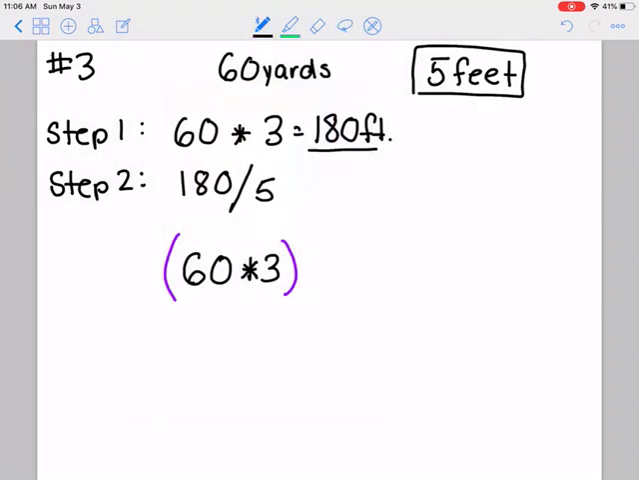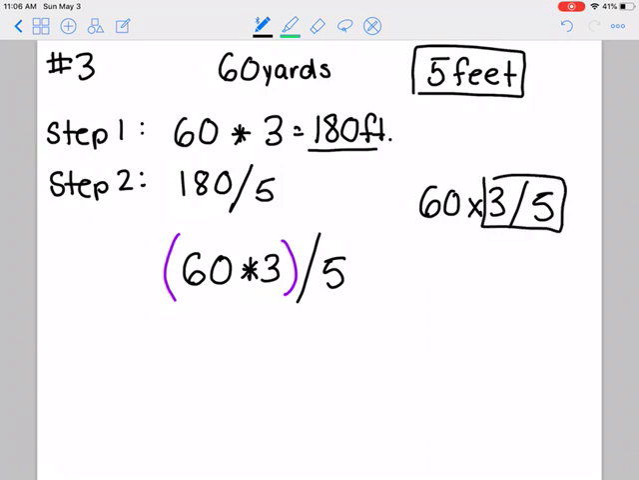So that's first, so I need to put in my parentheses, divided by 5. If you do 60 times 3 divided by 5 without doing the parentheses, you don't know, am I supposed to do 3 divided by 5 first, or am I supposed to do 60 times 3 first? The parentheses let the person doing the problem know what to do first. They're very important, so don't forget them.